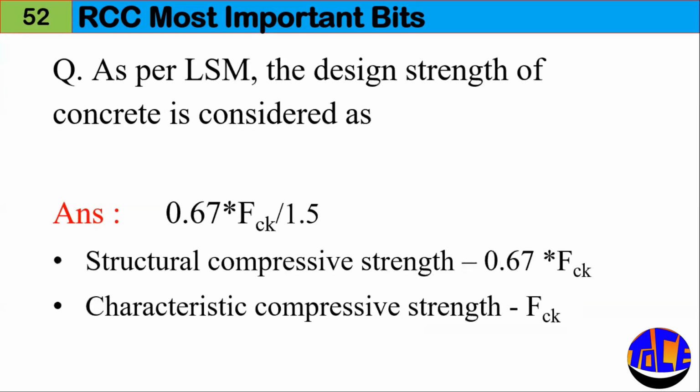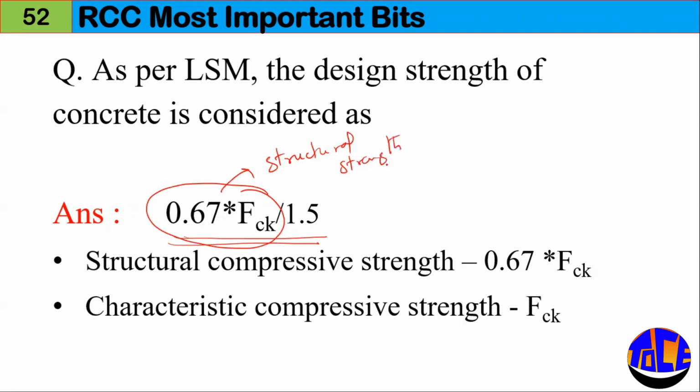Those are important. As per limit state method, the design strength of concrete is considered as 0.67 FCK divided by 1.5. We have already discussed this. So the design strength is 0.67 root FCK. This 0.67 FCK is considered as the structural strength. The structural strength divided by the factor of safety gives you the design strength of concrete. Here, 0.67 FCK is the structural compressive strength and FCK is the characteristic compressive strength.